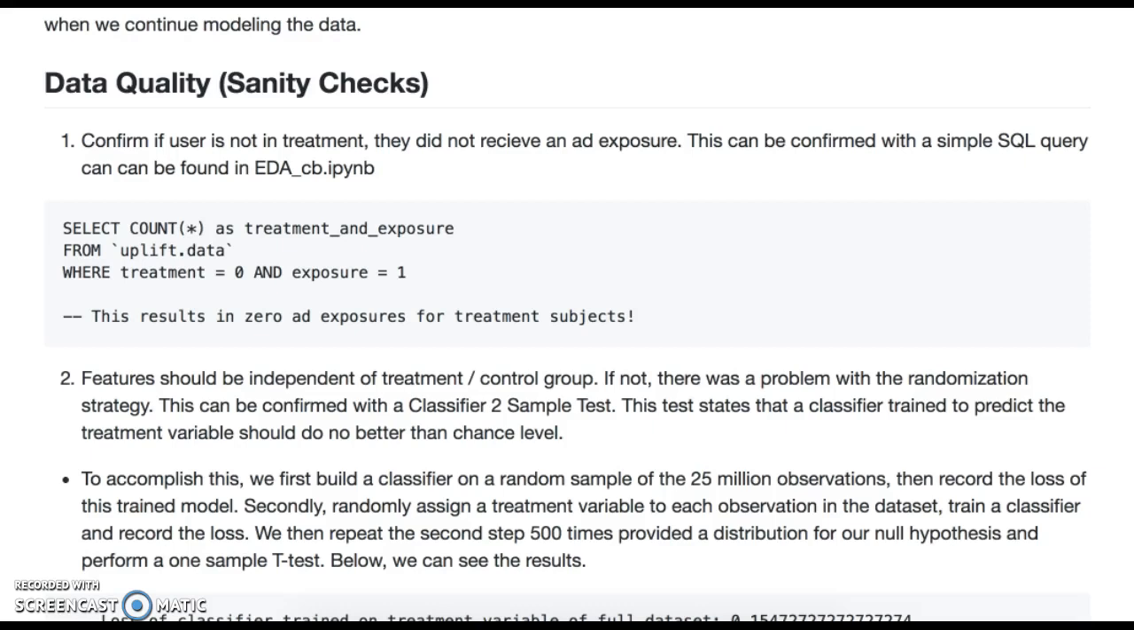Two, as mentioned, this data set was constructed from a number of A/B tests, so we need to make sure that the features are independent of the test and control. And then finally, because this data was provided by Criteo, it has been anonymized and projected into a different vector space. For that reason, we need to make sure that the features still hold predictive power.